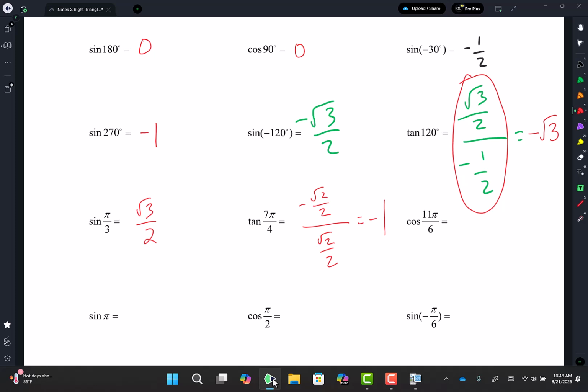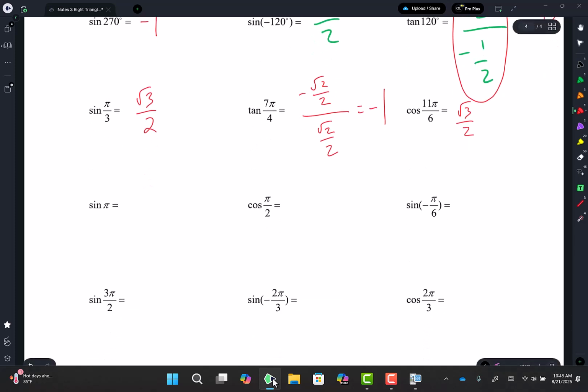Cosine of 11 pi over 6. What is that? Square root of 3 over 2. Good job. Sine of pi. Go to pi. What's sine of pi? 0. Cosine of pi over 2. 0 again. Sine of negative pi over 6. Go clockwise. It's like negative 30 or 330. Yeah, negative 1/2.